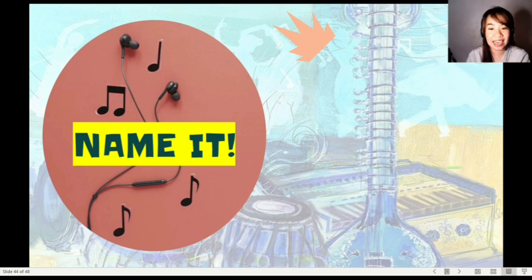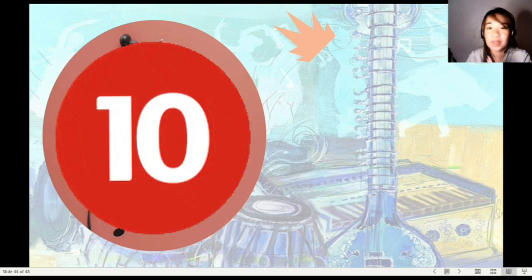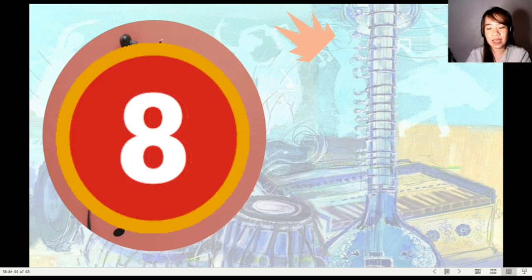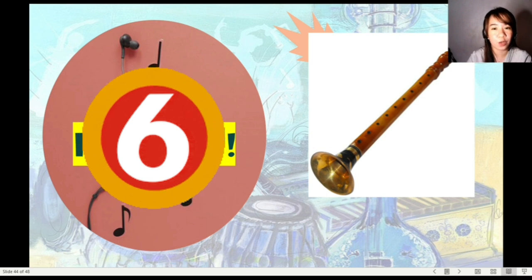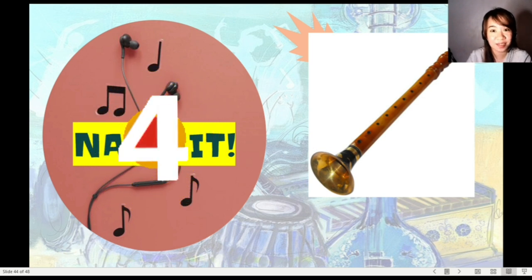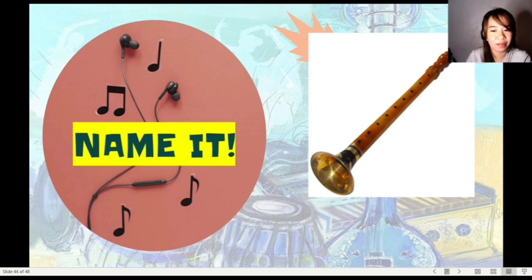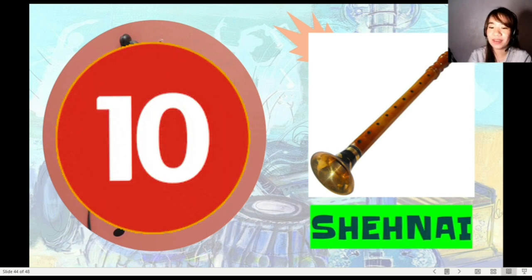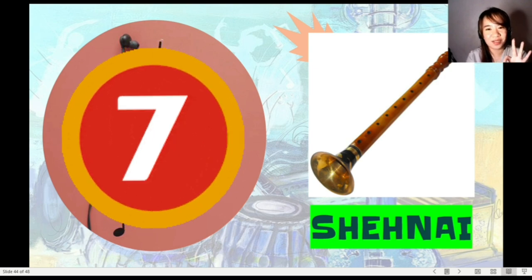But before we end this lesson, I have here at least 5 pictures, and you're going to name them. Are you ready? I'll give you 10 seconds to think of naming the picture. So let's start with the first one. What do you call this instrument? There you go. If your answer is shehnai, good job.